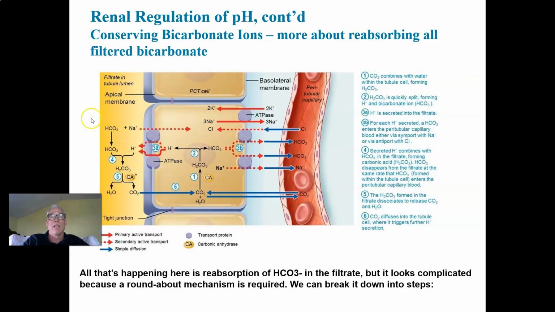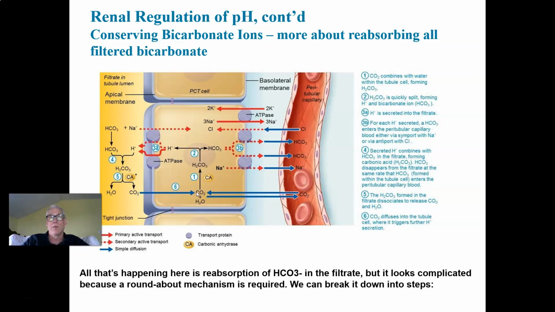All we're doing here is taking the bicarbonate ions that were filtered in the glomerulus and reabsorbing them here and then into the blood. That's what all of this is about, reabsorbing bicarbonate. The problem is we can't reabsorb the bicarbonate directly. There's not simply a carrier that can pump it across the membrane. What we've got to do is convert the bicarbonate ion, by combining it with hydrogen ions in the filtrate, into carbonic acid. Then the carbonic anhydrase enzyme, present in the brush border of the proximal tubule cells and in the intercalated cells, can split the carbonic acid into water and CO2.